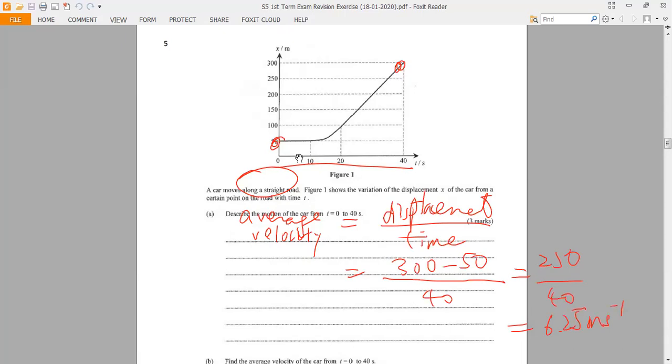Very easy question, right? So once again, read the axis for the xt graph. For an st graph, you may use the slope to find the velocity. Curving up means acceleration, increasing slope. Okay, let's go to the next question.